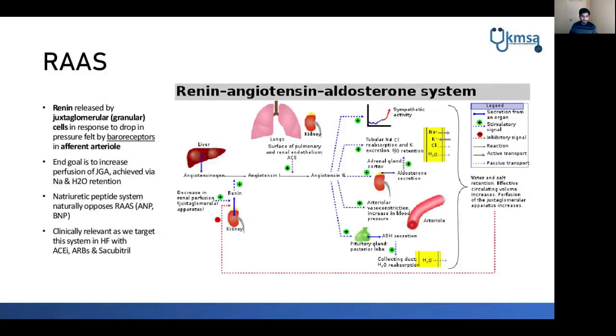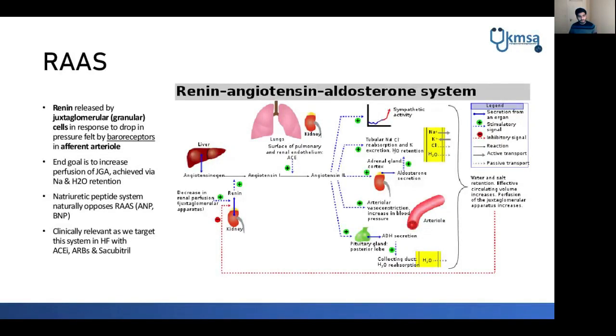It does this by baroreceptors in the afferent arteriole in the juxtaglomerular apparatus, specifically the granular cells. The first step is to release renin from the JGA. This then activates angiotensinogen to angiotensin 1. This then gets acted upon by ACE in the lungs, and it gets converted to the active form, angiotensin 2, which is a real workhorse and causes all these effects. So it increases vasoconstriction, releases aldosterone and ADH, all to try and increase the circulating volume.